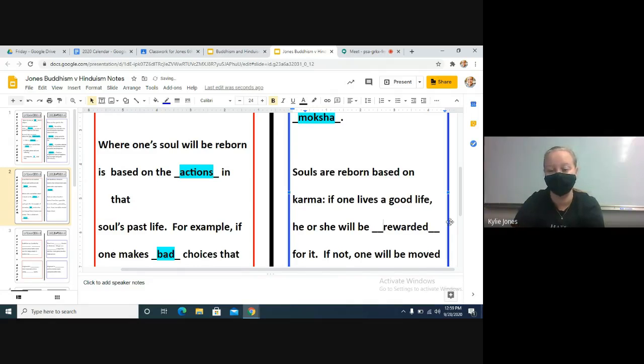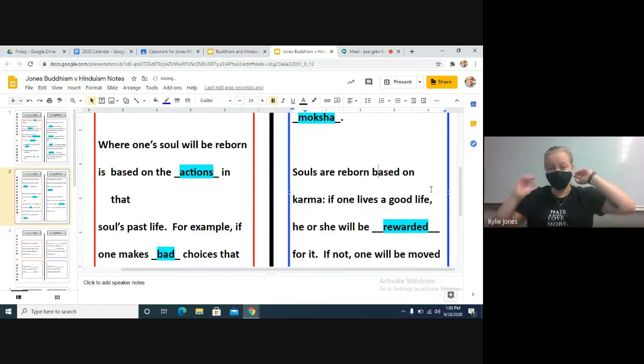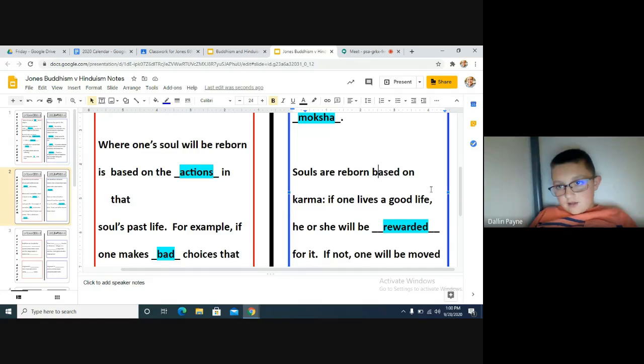Okay, so those are the two for that slide. Moksha and rewarded. I think we'll be able to finish it. I don't know, it's kind of a lot. There's 7 slides.